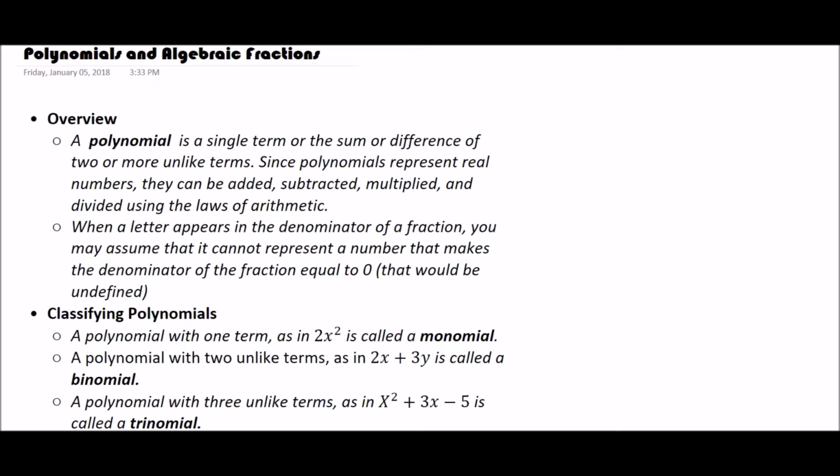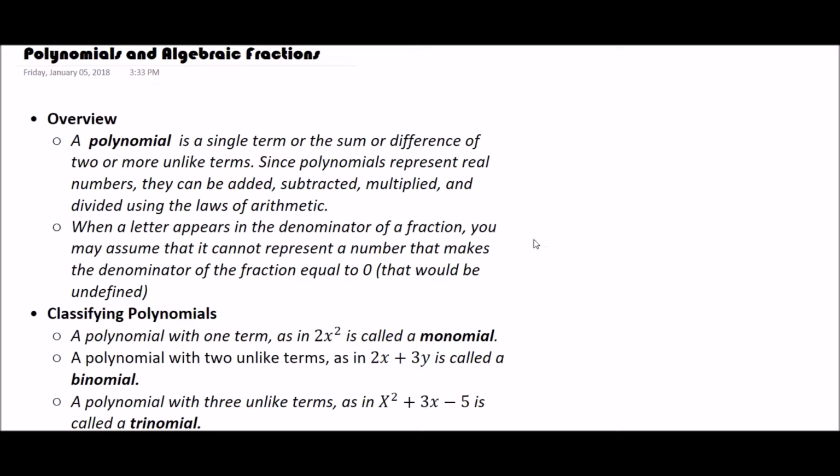Classifying polynomials. A polynomial with one term, as in 2x squared, is called a monomial. A polynomial with two unlike terms, as in 2x plus 3y, is called a binomial. And a polynomial with three unlike terms, as in x squared plus 3x minus 5, is called a trinomial.